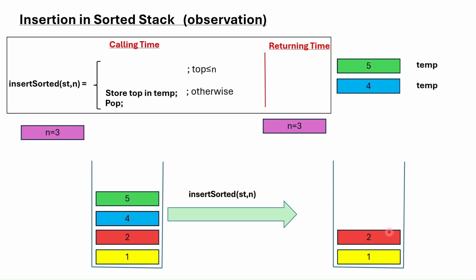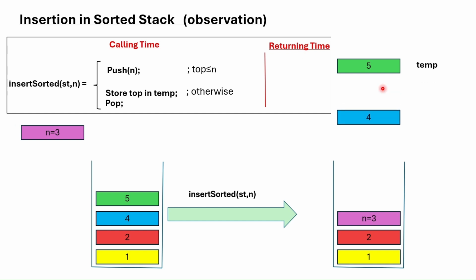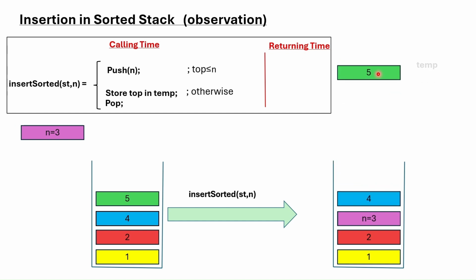Now again look at this. Is the top less than n? Yes. So what we will do? We'll push. Now look here, if the top is less than n, we push n, and now we have reached our base condition. Once we have reached our base condition, we will return. Now look here, we will push this 4, we will push this 5. So in returning time, we were pushing the temp. So we have successfully returned from this insert sorted function.